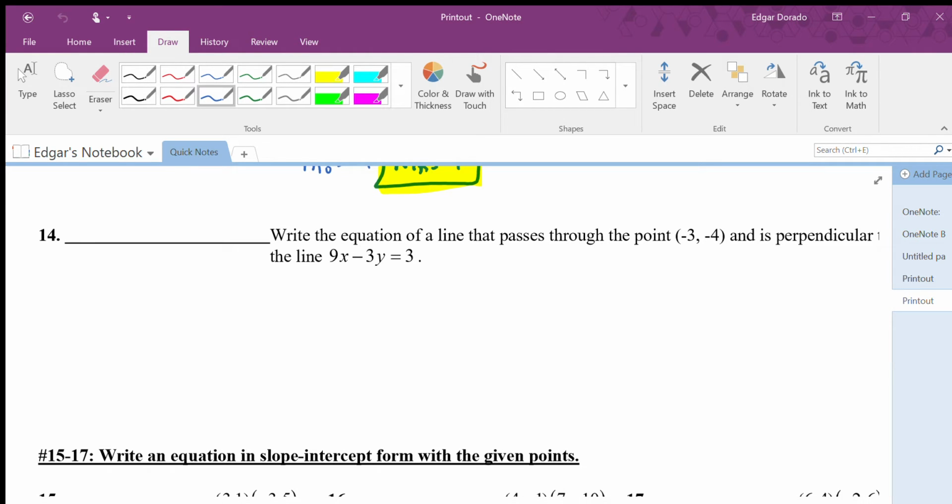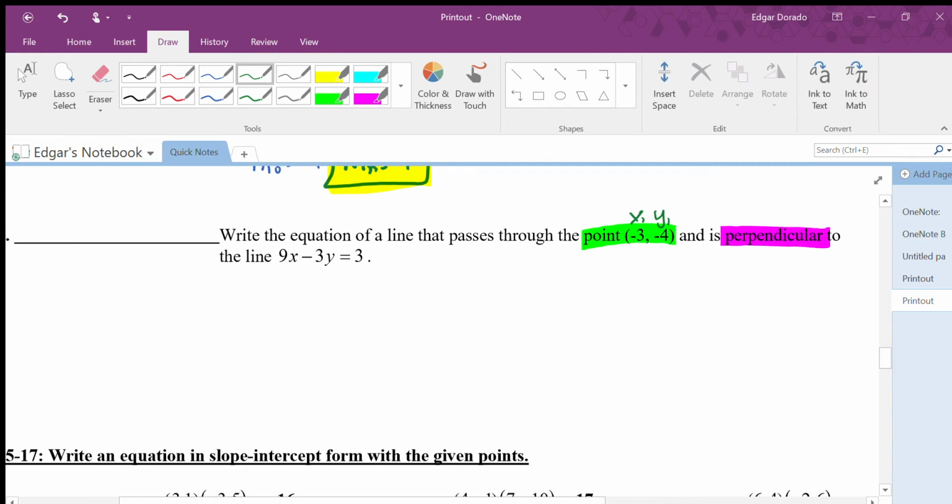It says, write the equation of a line that passes through the point -3, -4. I already know I have a point here, and I'm going to call this x1, y1, and it's perpendicular. That's important there, guys. It's perpendicular. So I need an opposite and reciprocal slope to the line 9x minus 3y equals 3. Well, we have a similar scenario with number 13. We can't just tell what my slope is. So what I have to do is turn that into slope-intercept form first.